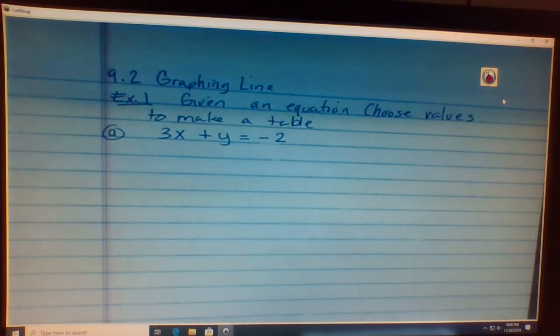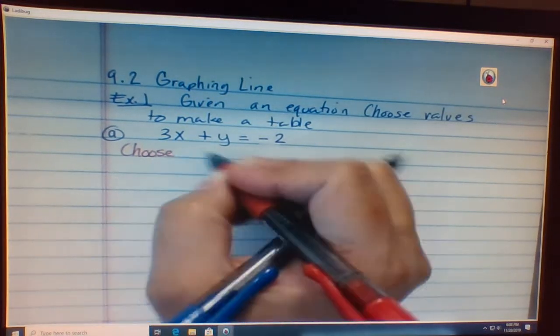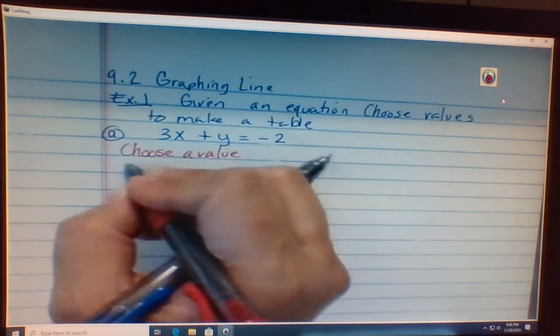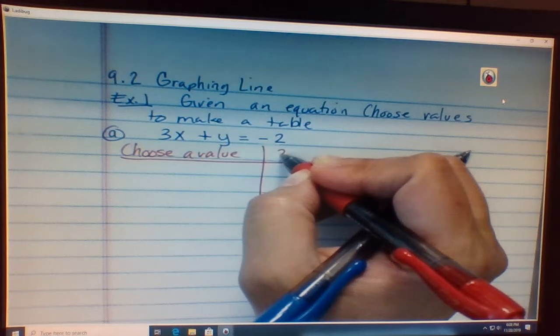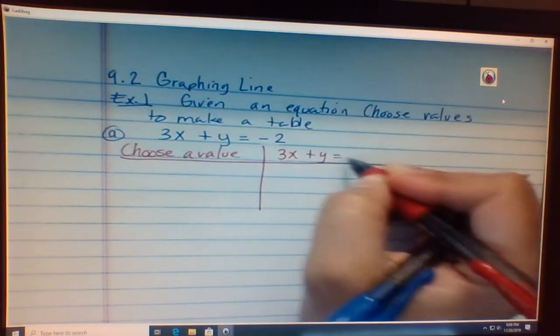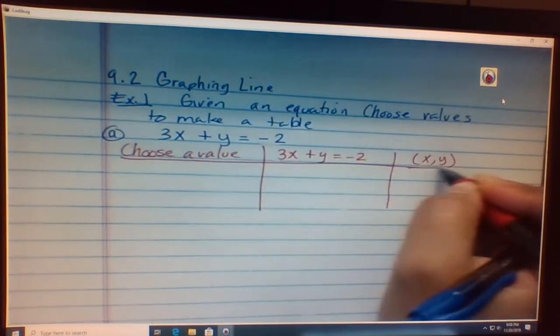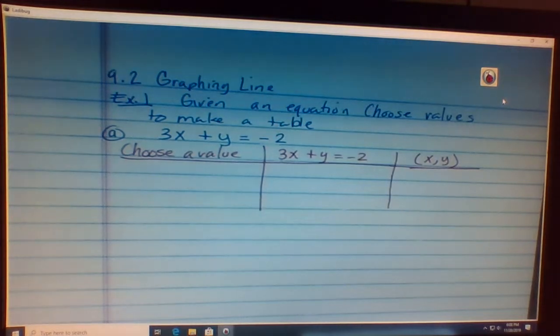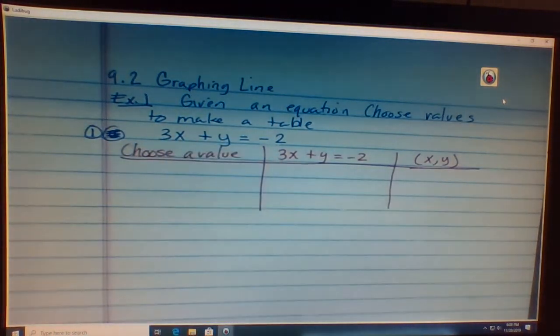Now, they make a different table here. The table they make says choose a value. We're going to put the equation here, 3x plus y equals -2, and we're going to put our answer here. And actually, we're going to number these problem 1 because you're going to graph each one. And I have big graphs right here, and separate sheets, 1.